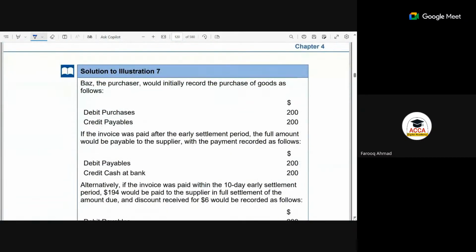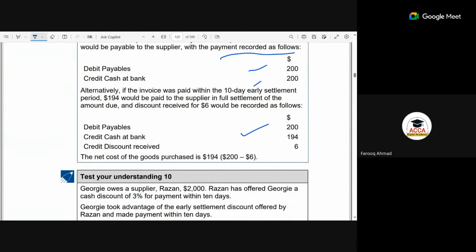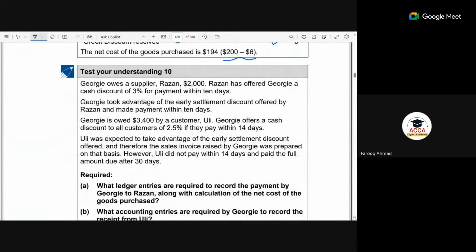200 is the purchase price on credit, and they offer a 3% discount. Debit purchases, credit payables 200. If the invoice was paid after the early settlement period, the full amount would be payable to the supplier. If they receive the discount, then debit payables and credit cash at bank, and the 3% cash discount received of $6 will be the amount they get. In the same way, you do this understanding question.